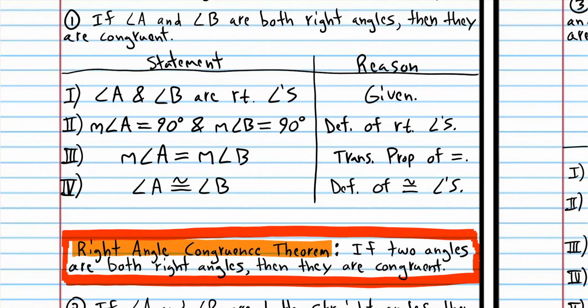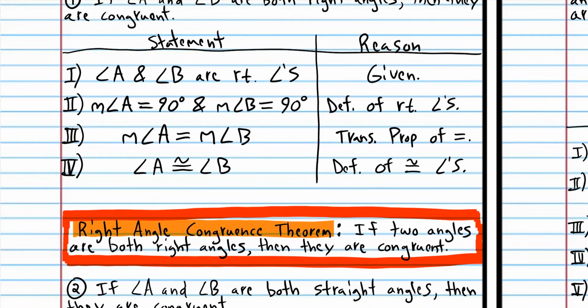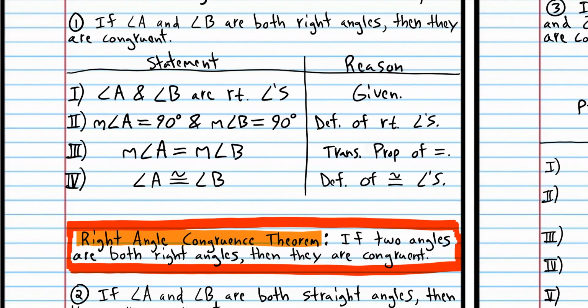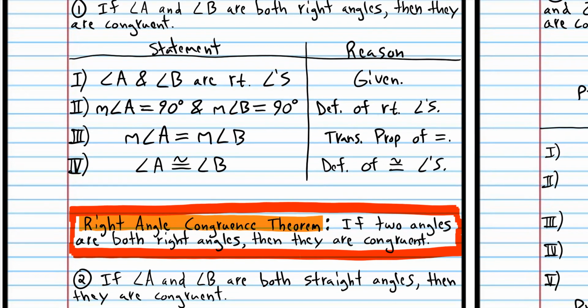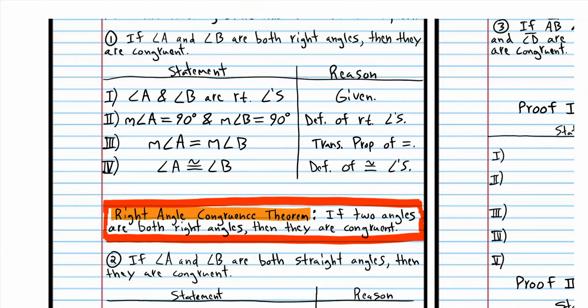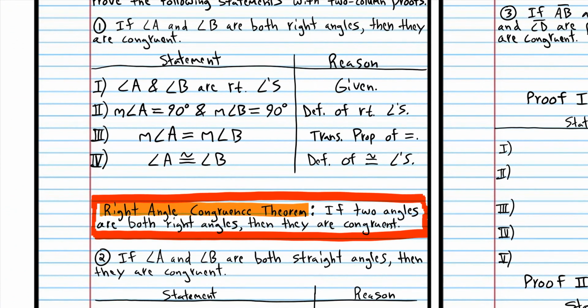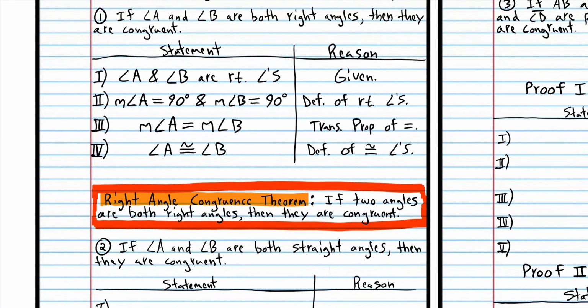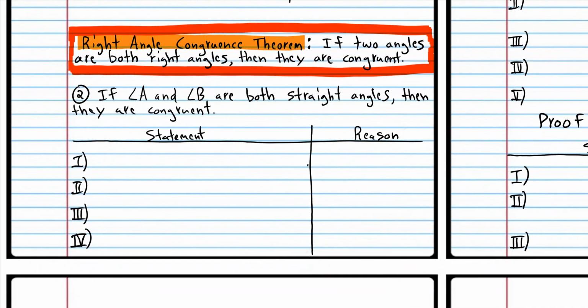So, like I said, we're going to make a theorem out of that. At the bottom of the screen, you can see that theorem. If two angles are both right angles, then they are congruent. You may see that theorem stated a little differently. You may hear it as right angles are congruent. You may see a more condensed form of that statement. All right, so again, I know that seems pretty obvious, but we're going to use that in other proofs. It's going to make other proofs easier, fewer steps.